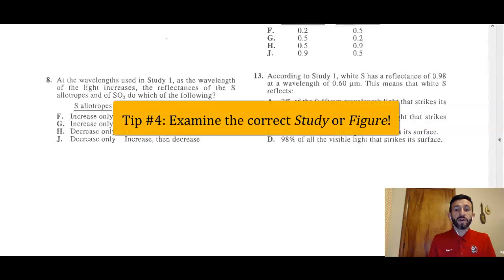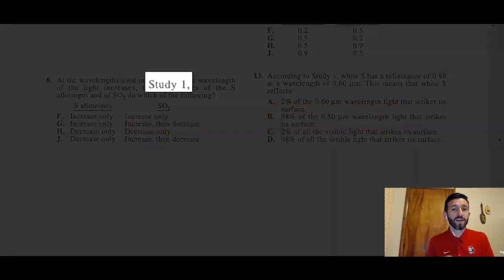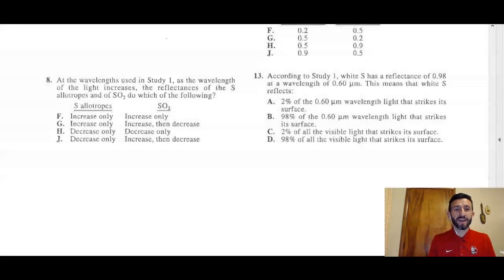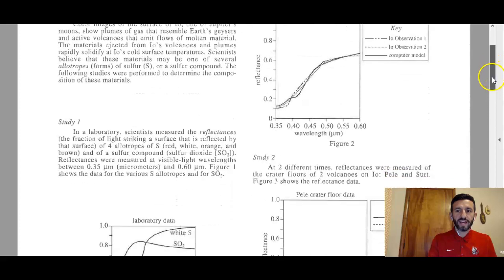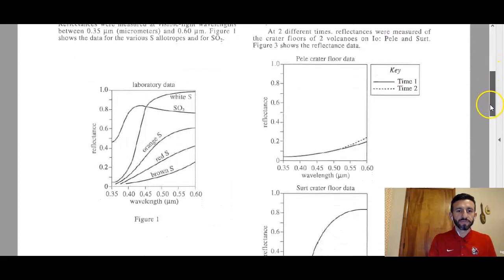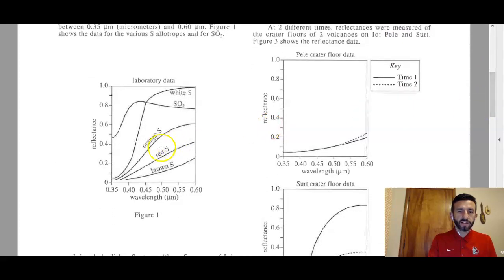Now, tip number 4, make sure you're looking at the right study or graph. So that's study number 1. So don't go look at study number 2 or number 3. Pay attention to what you're looking at. So let's go look at study number 1. So study number 1 right there, I'm going to look for a graph that mentions S allotropes and SO2. Okay, awesome. So here, there's that graph right there, and there's the reflectance of that graph.